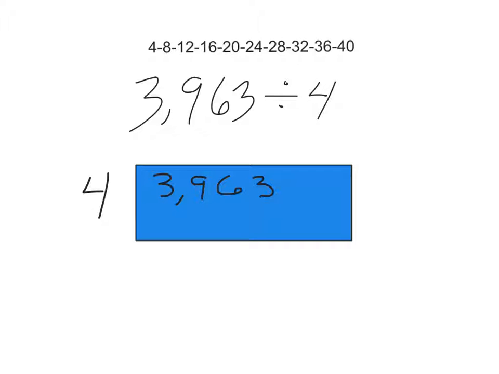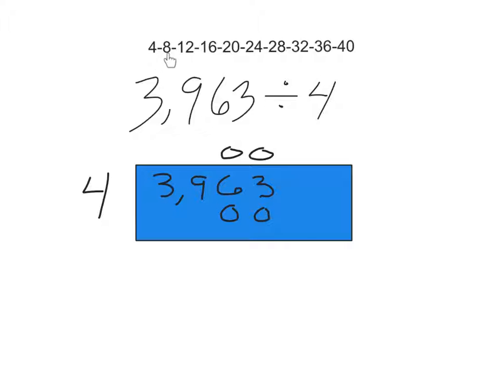3,963. Well, 4 cannot go into 3, but it can go into 39. So I'm going to put a place value holder above both these digits here. And I get a 0 and a 0. And those two zeros will give me zeros down here because these two zeros times 4 will give me these two zeros here. And now I'm looking at how many times 4 can go into 39.